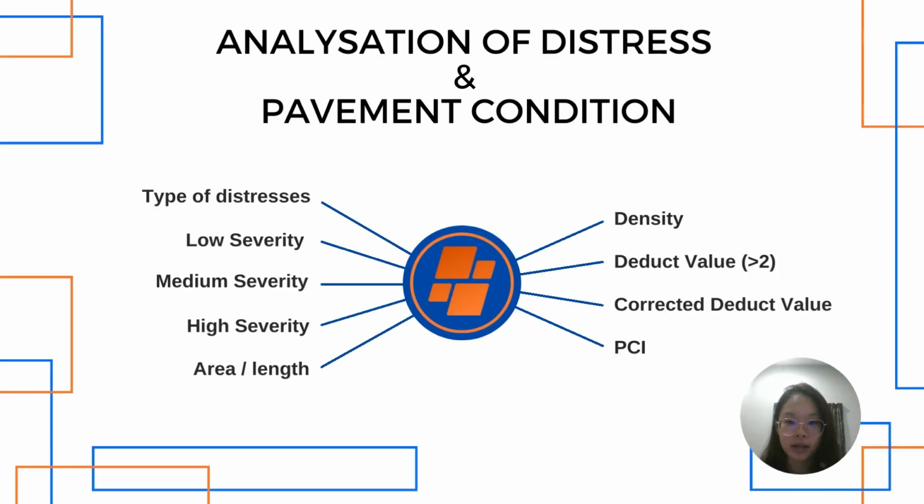Before determining the PCI, we have conducted a road survey in which we determine the type of each distress that we can find in the road, whether it is low, medium, or even high severity. Next, we identify the area or the length of that particular distress so we can find the density and also the deduct value. After that, we use the deduct values greater than 2 to find the corrected deduct value, and at last, we are able to determine the PCI.